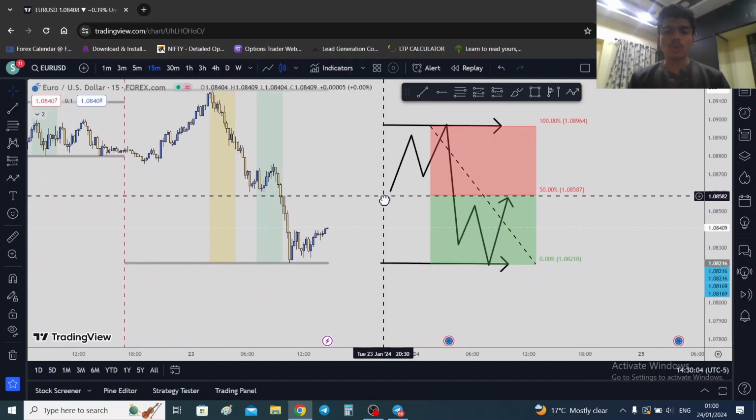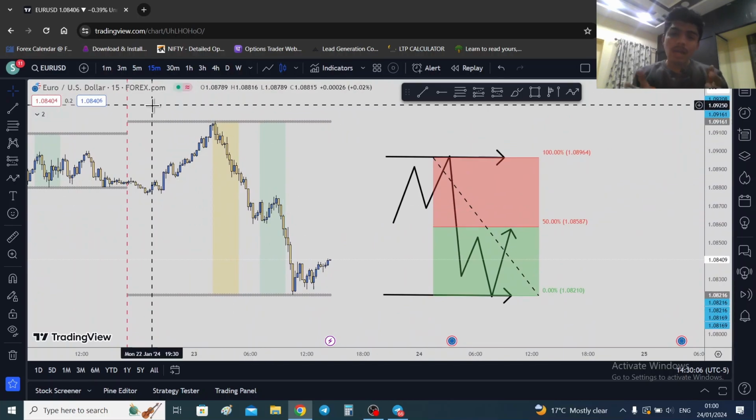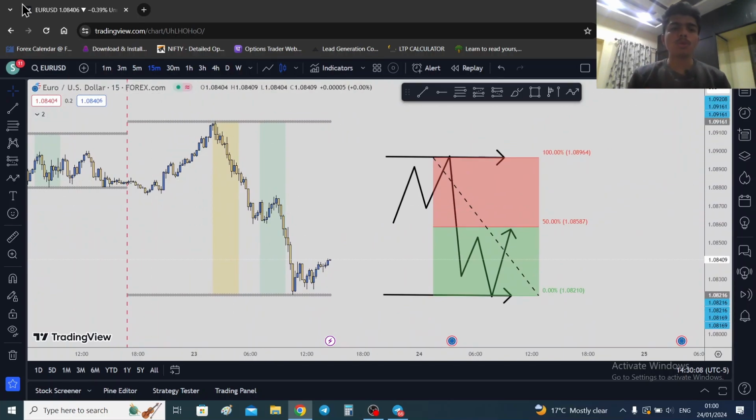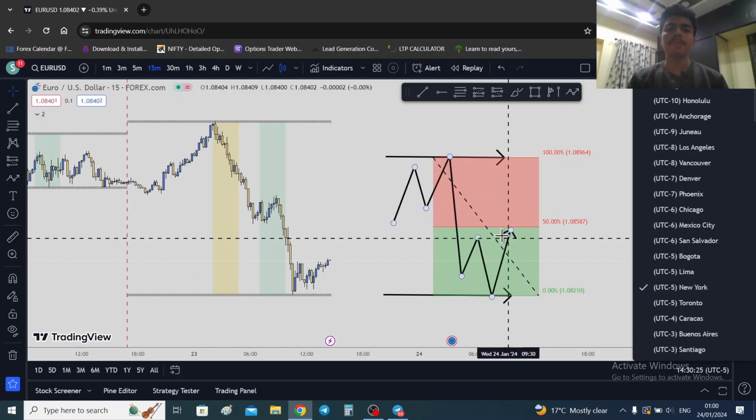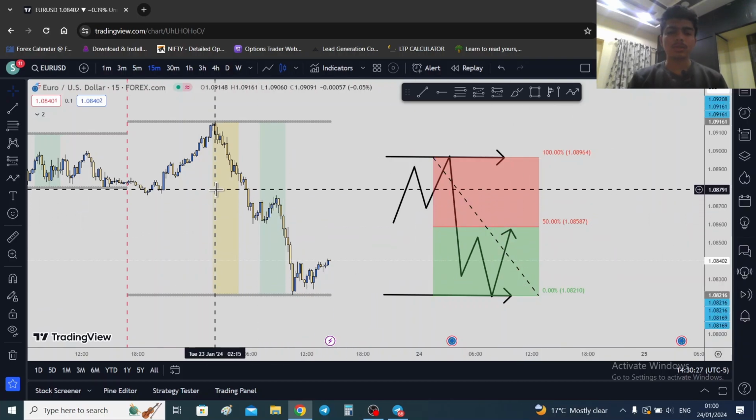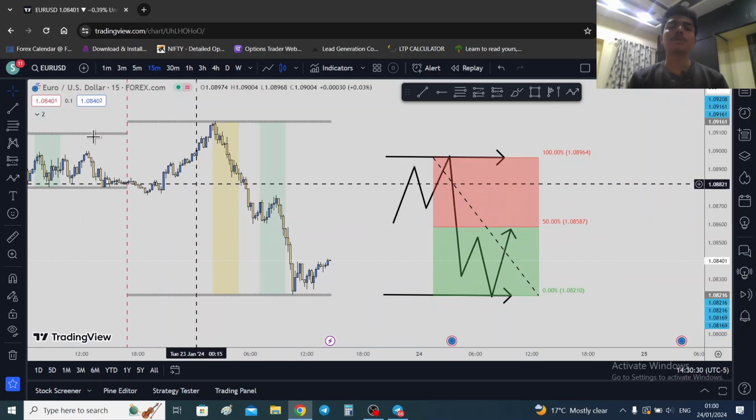Okay, so we are doing this analysis on, most important thing, the 15 minutes chart, so that we can find intraday trades every single day. There are some days where we are not going to have trades, and some days we are going to have multiple trades. So first of all, an important thing is selecting UTC -5 New York as your base time and having this 2 AM opening price, London price and New York price.